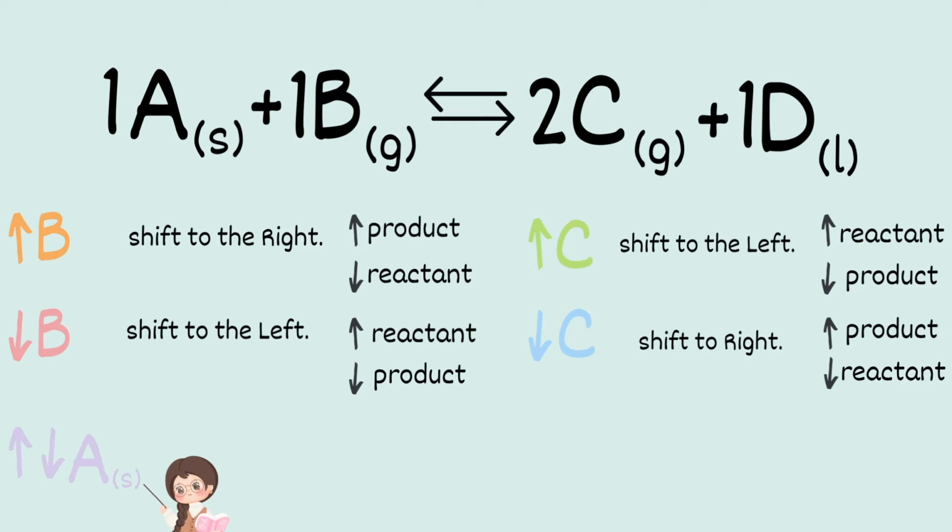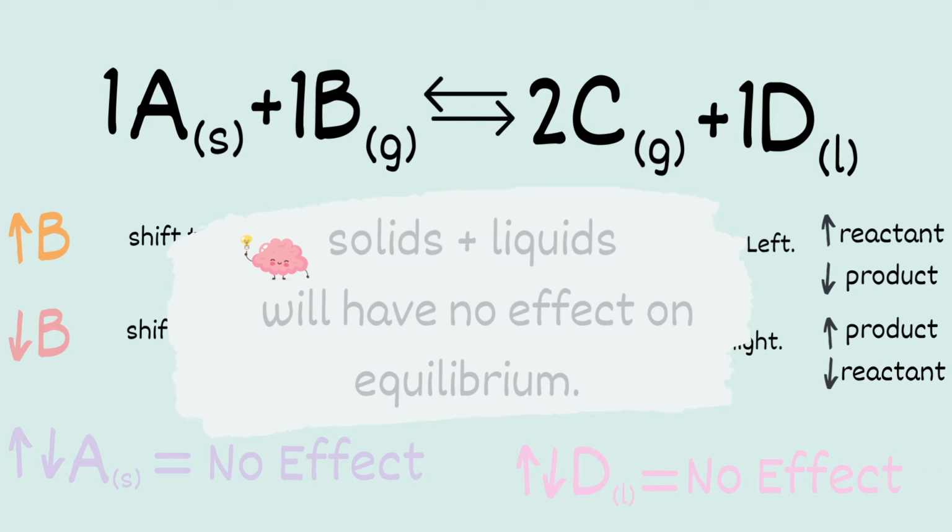What about if we increase and decrease the concentration of A? Well, A is a solid, and solids have no effect on the equilibrium shifting, so the concentration of A going up or down will have no effect. Now, the same goes for D. D is a liquid, and liquids also have no effect on the equilibrium. So if we increase or decrease the concentration of D, it will have no effect on the equilibrium. Basically, only gases will have an effect on the equilibrium.